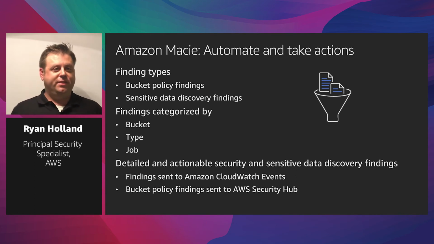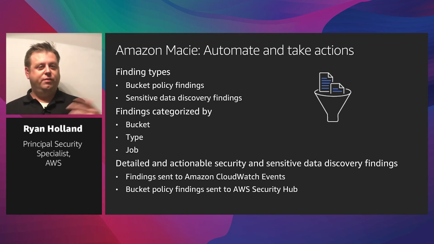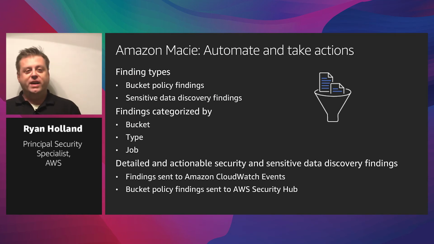So we have 2 types of findings that come out. One is the policy findings, and that's really tied to that initial part I discussed about monitoring for changes in encryption policies, public settings, replication, or giving cross-account access to outside parties. All of those will create a policy-based finding that will go out CloudWatch events, or now known as EventBridge, and those findings will also be sent to Security Hub as well.